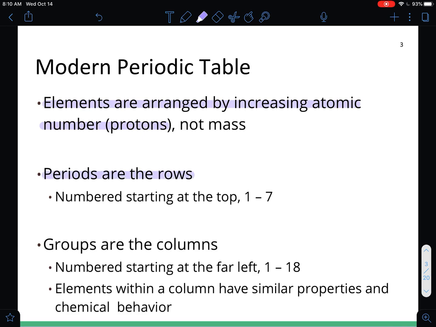There are 7 periods, which are the rows that run horizontally on the periodic table. And there are groups, which are the columns, and there are 18 total groups on the periodic table. These are the groupings of elements that have similar properties and chemical behavior, and that's why I was calling them chemical families on the last slide.